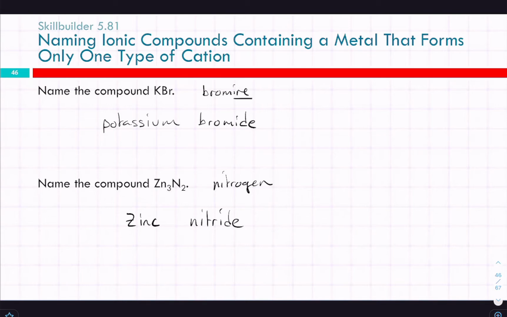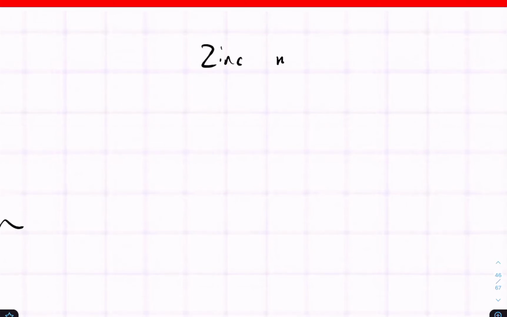Because based on just this, we'll zoom in over here. If we just have zinc nitride, then zinc is another cation that only forms one charge. It's always 2+. So the reason that we don't need to use prefixes to say how many of each of these elements there are is we know that zinc is going to be 2+. We know that nitrogen, or nitride, is going to be 3-.